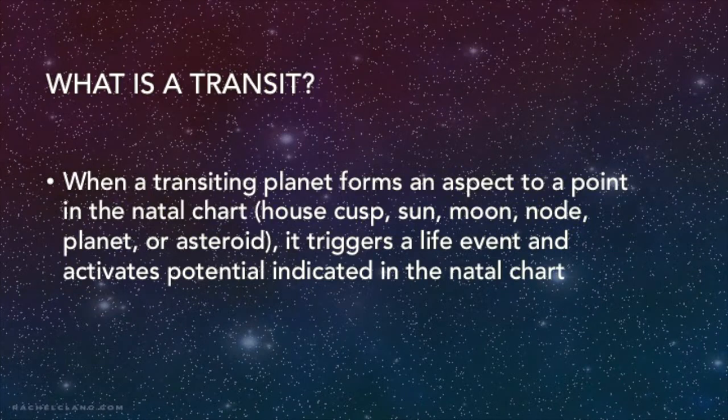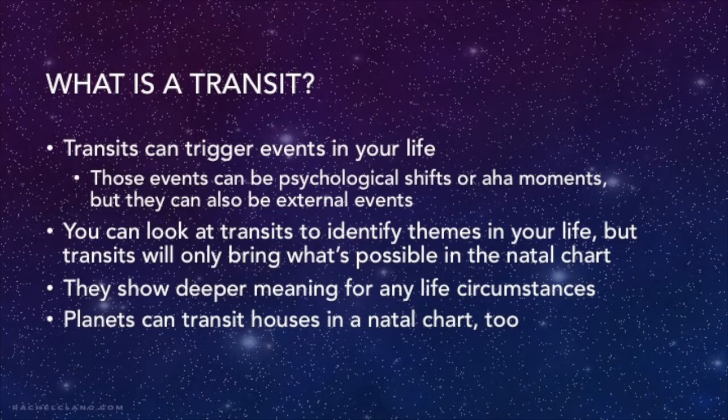When a transiting planet forms an aspect to any point in the natal chart, it can trigger a life event. It also activates potential that's indicated in that natal chart. Now, the point in the natal chart could be a house cusp. It could be the sun, the moon, a planet, the north node, south node, asteroids, part of fortune. It could be any sensitive point. Transits can trigger events in your life.